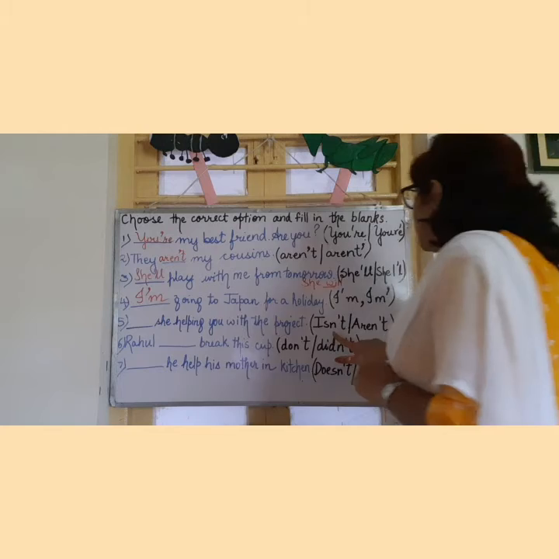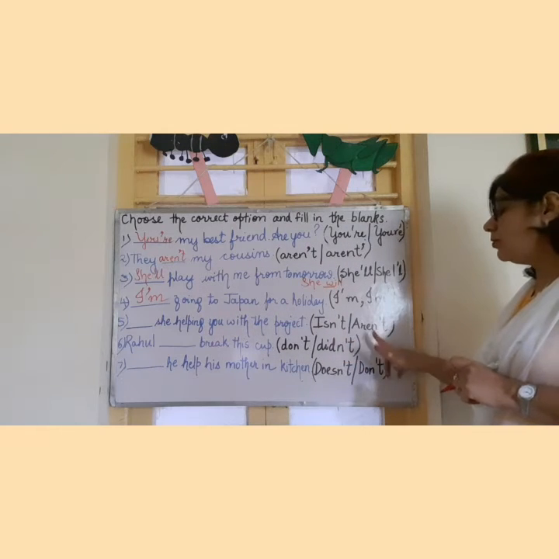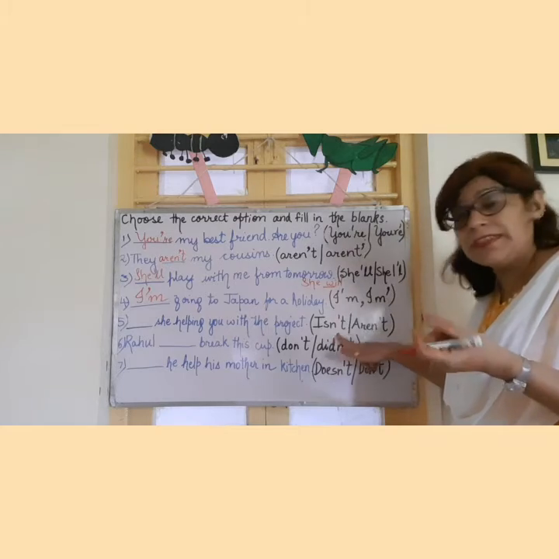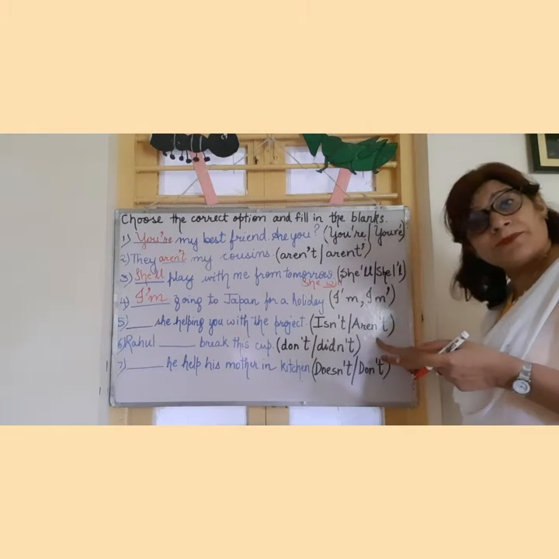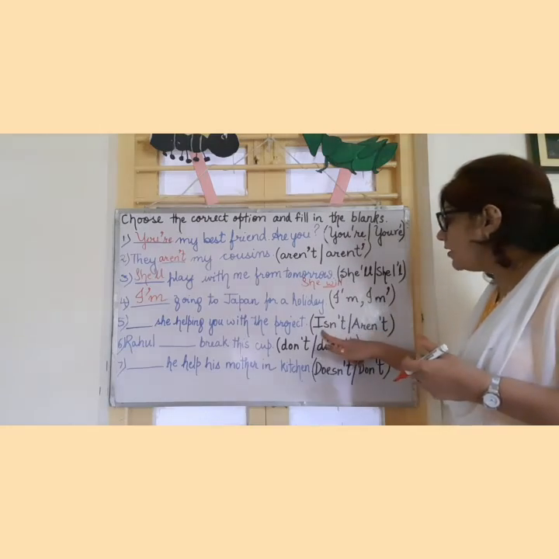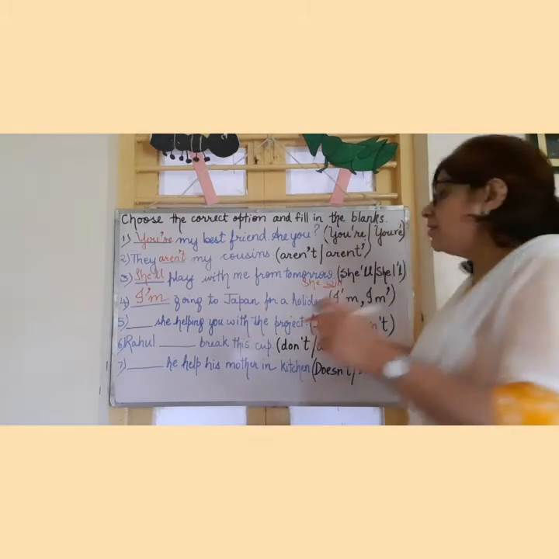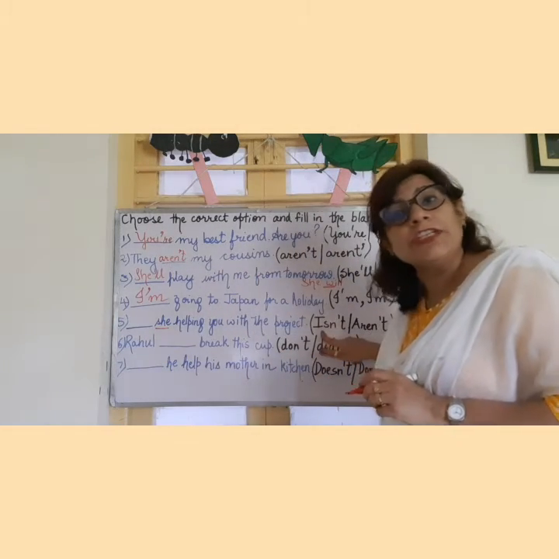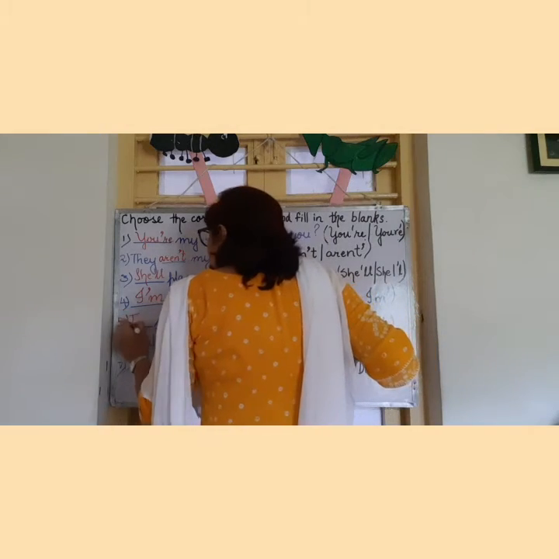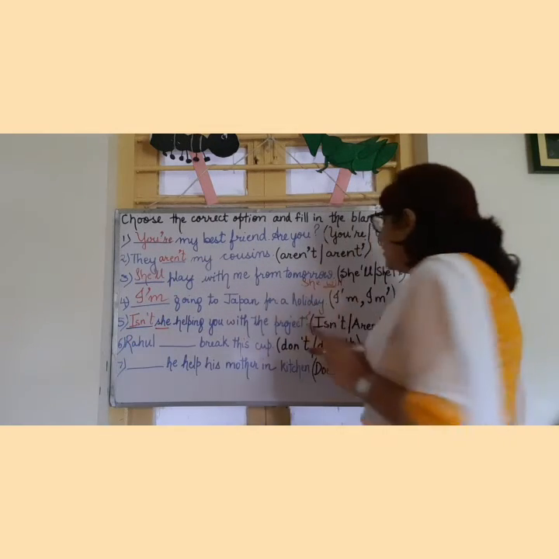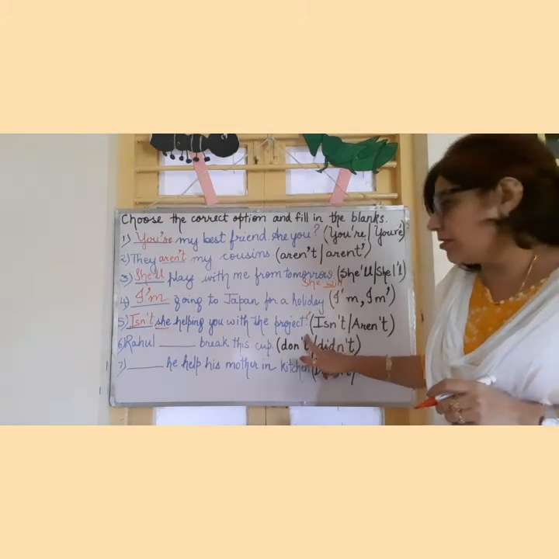So here, isn't or aren't. Is not, this is the full form of isn't. And aren't, what is the expanded form? Are not. So we will use isn't because here we can see there is a singular pronoun she. So, isn't she helping you with the project? Here we have a question mark also.